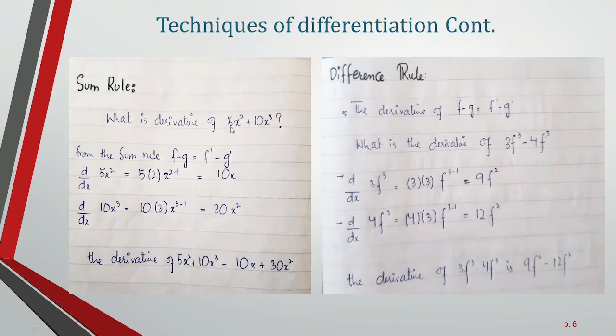In the sum rule, the derivative will apply to every function after the addition sign. So here the derivative will be applied on 5x square and 10x cube separately. The derivative of 5x square will be 10x and the derivative of 10x cube will be 30x square. Then summing these two derivatives, the value will be 10x plus 30x square. Difference rule. In the difference rule, the same procedure will be followed by the minus sign.